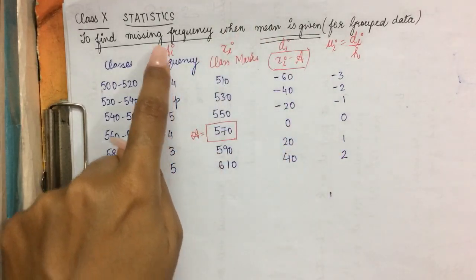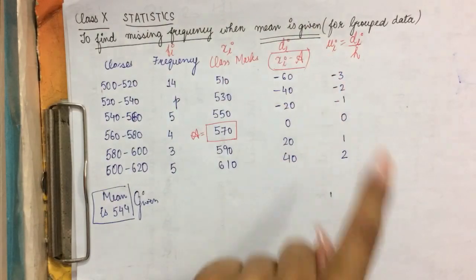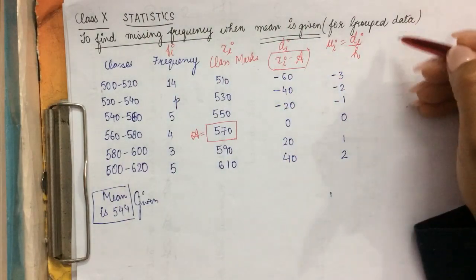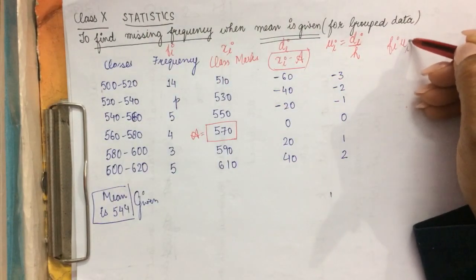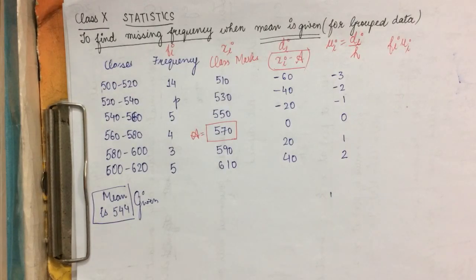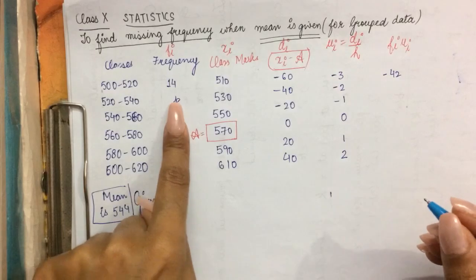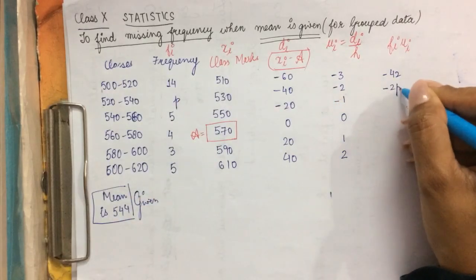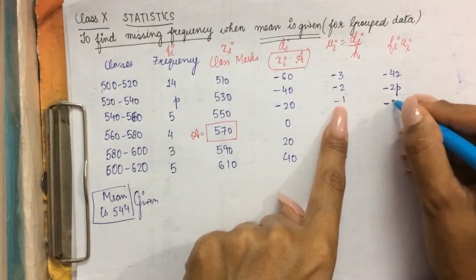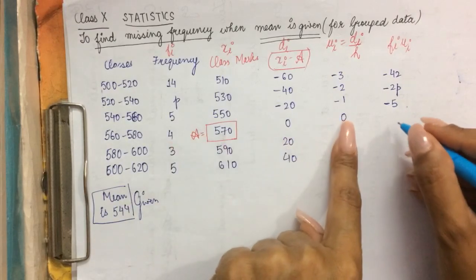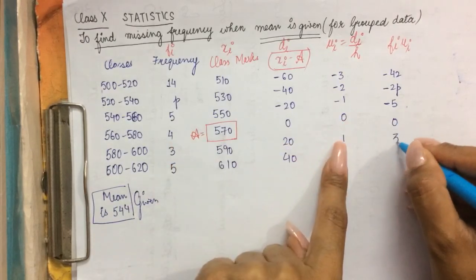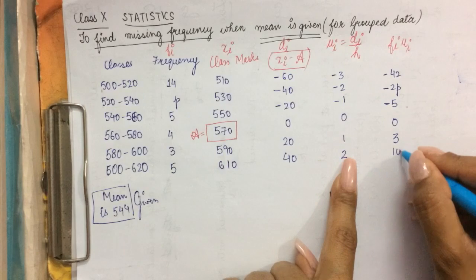So I'll be using the frequencies with ui's now. That is the next step, multiplying the frequency with ui's. Do it very carefully. 14 into minus 3, minus 42. P with minus 2, minus 2p. 5 into minus 1 is minus 5. 4 into 0 is 0. 3 into 1 is 3. 5 into 2 is 10.